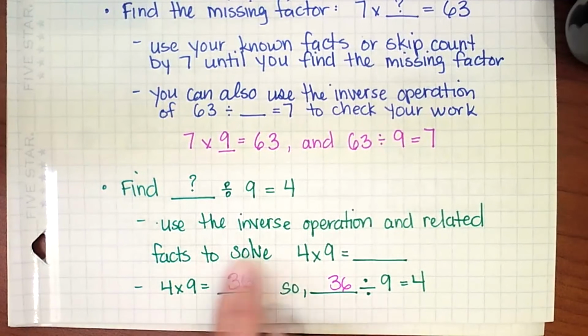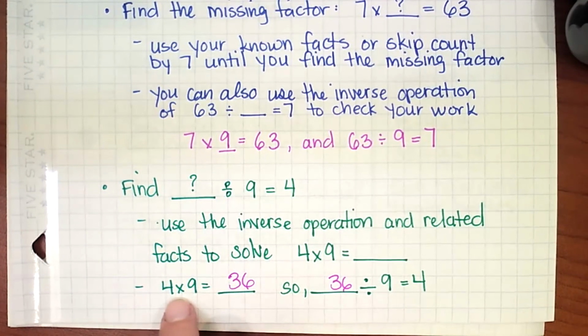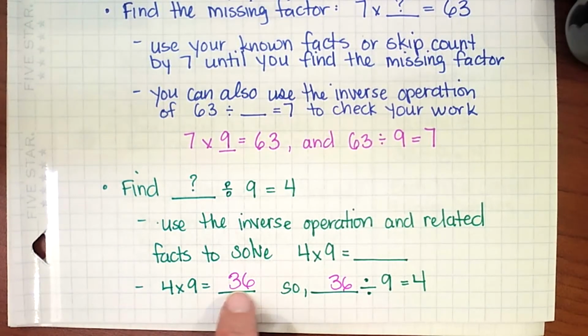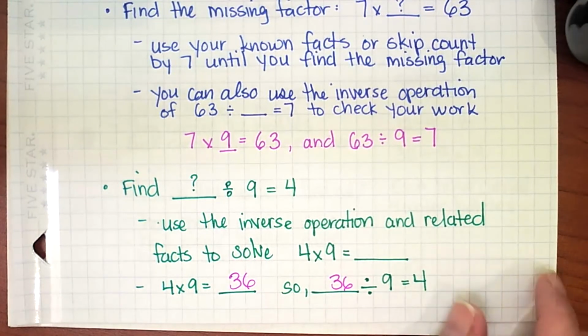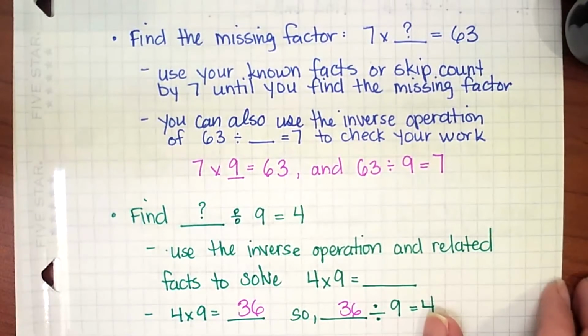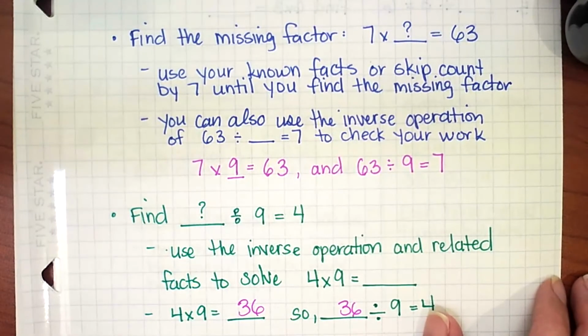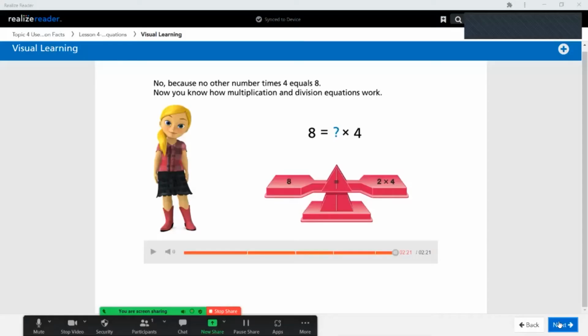So these numbers are all part of the same fact family. So 4 times 9 is equal to 36. That means 36 divided by 9 is also going to be equal to 4. Now I'm going to share my screen with you one more time so we can read our guided practice questions.